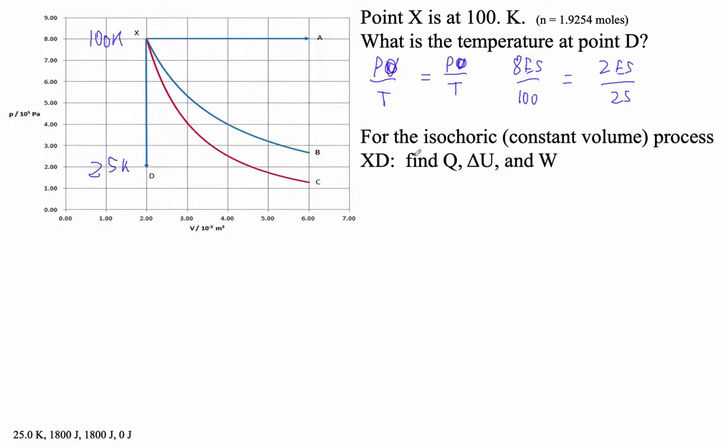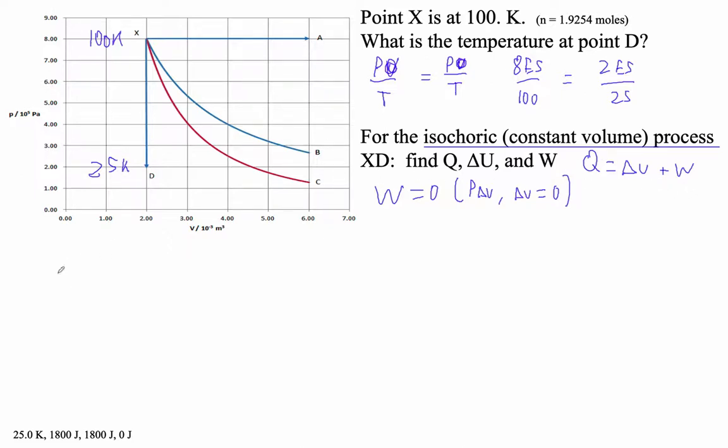Okay, and then for the isochoric, and that's this thing. Isochoric just means constant volume, right? Let's find Q, U, and W, right? Now remember, Q is delta U plus W, right? So we're going to find these guys and add them to find Q, okay? So let's find the work first. That's easy, right? The work is 0, because it's P delta V, and delta V is 0. So there's definitely no work done.